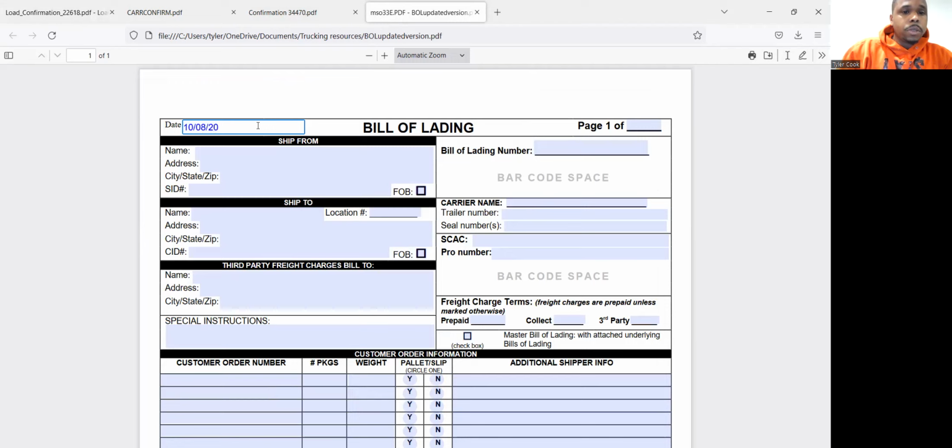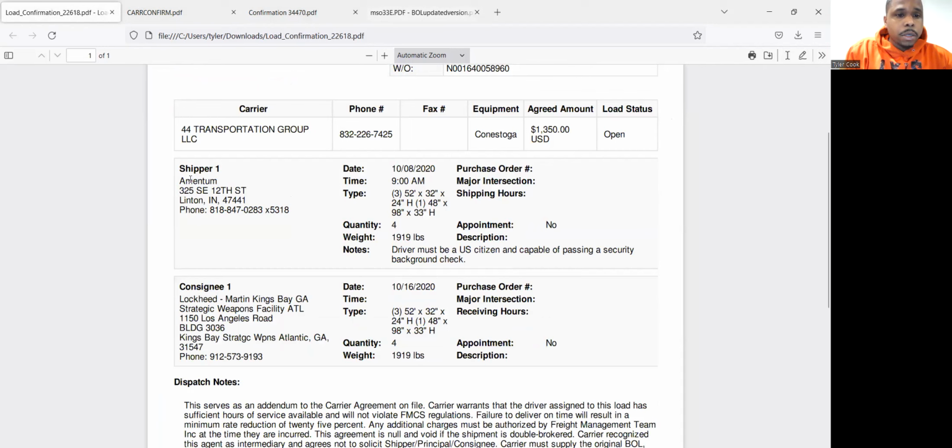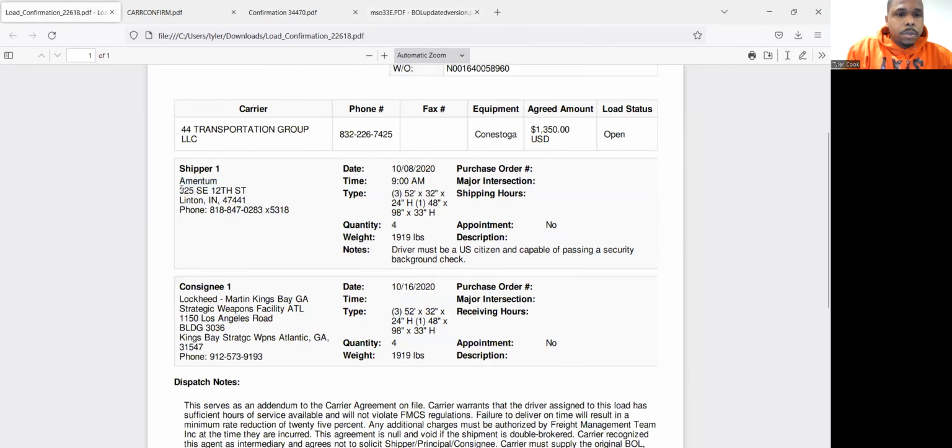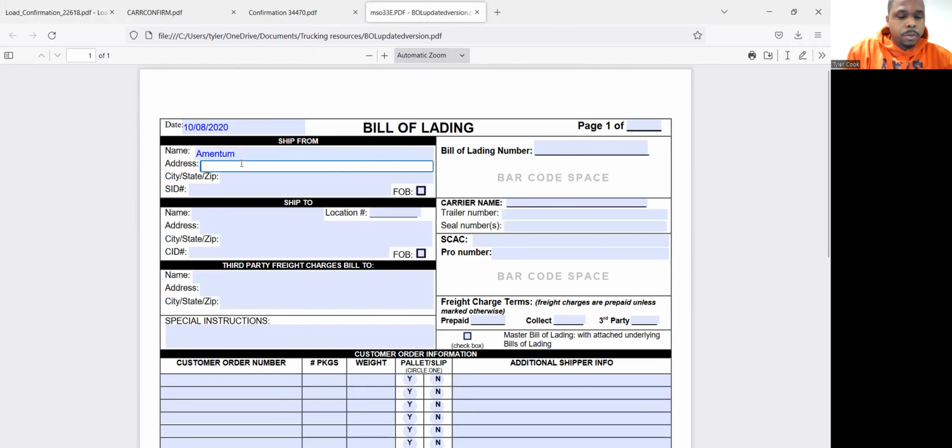That's just when it was, so leave it alone. So ship from, all we're doing is putting the shipper information, just this part right here. All we're doing is copy and paste. It's literally it. Copy paste, you know what I'm saying? We're going to put it. Just like that.